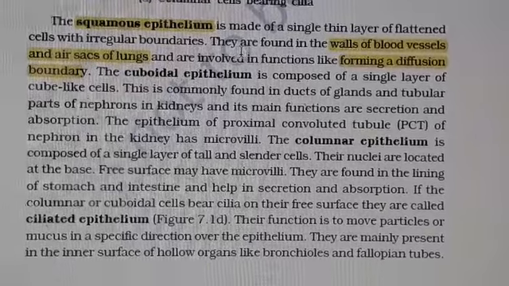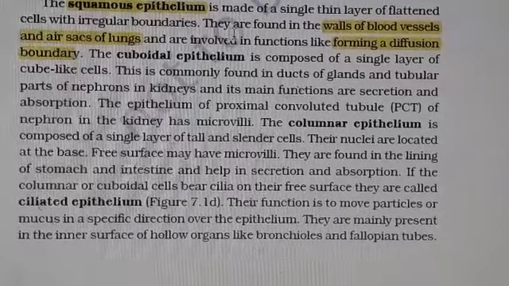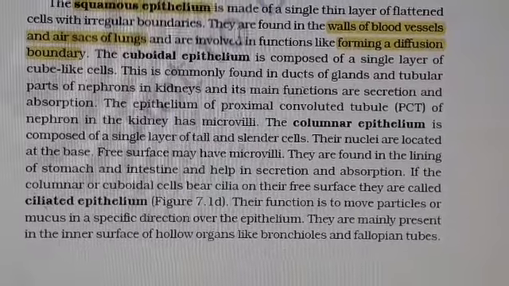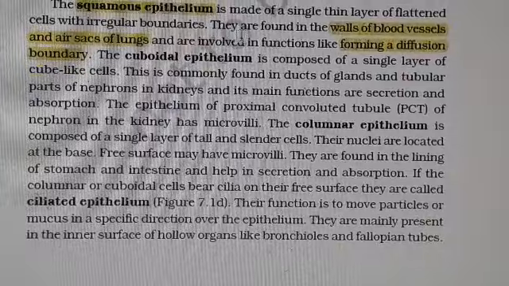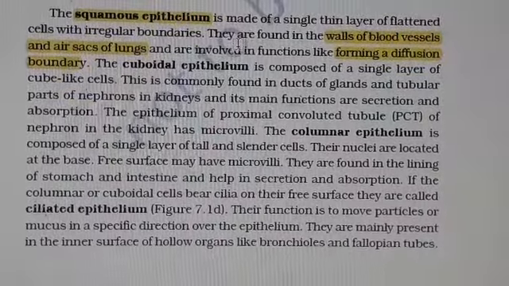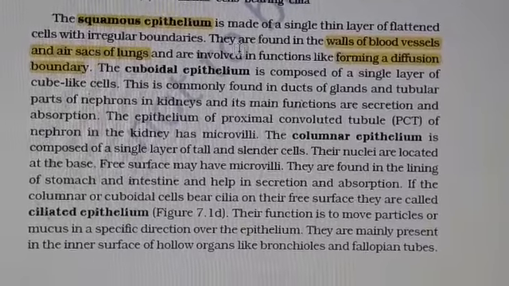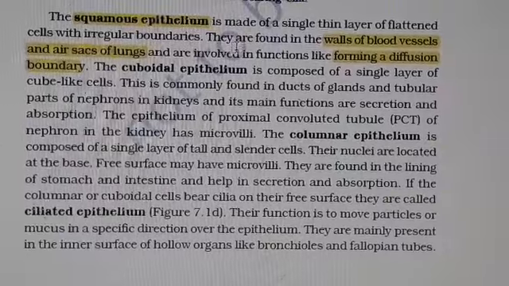So the location of squamous epithelium is the walls of blood vessels and air sacs of lungs, and its function is forming a diffusion boundary. Okay, and you can also say filtration. Here diffusion means filtration in the case of air sacs, and in the case of walls of blood vessels you can say it's simple diffusion.